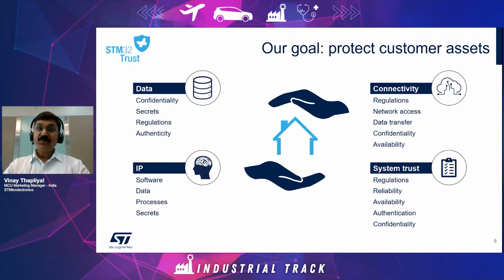Let me take an example of one such security framework which is prepared by ST. It is called STM32 Trust. Within the maze of various applications using MCUs and MPUs, STM32 Trust focuses on four main category assets that are data, IP, connectivity, and system trust. These represent the vast majority of assets we could encounter on the market and cover pretty well other assets with close functionalities and protection requirements.